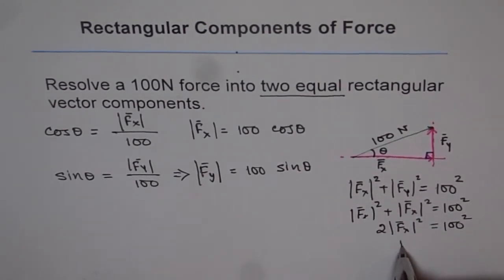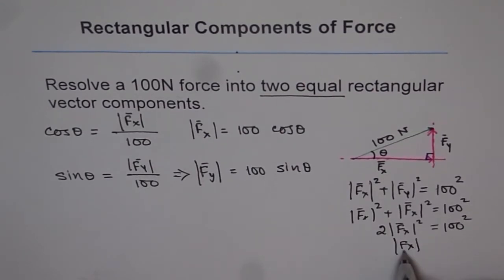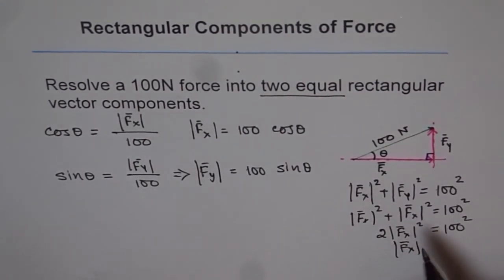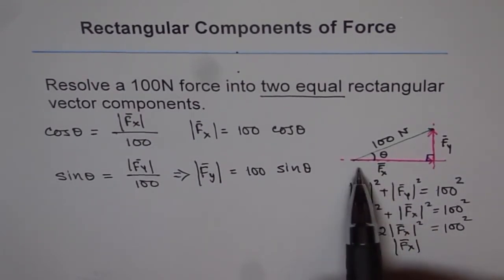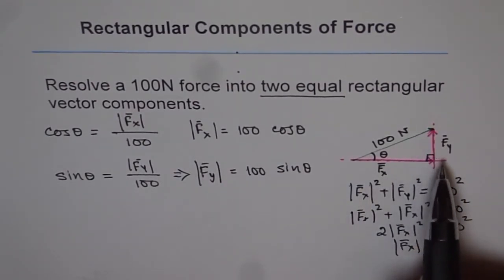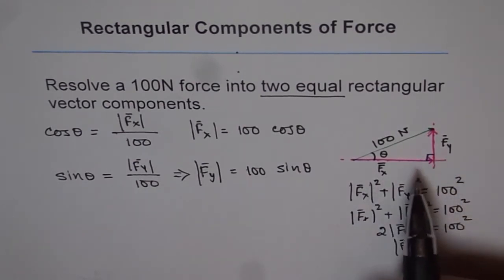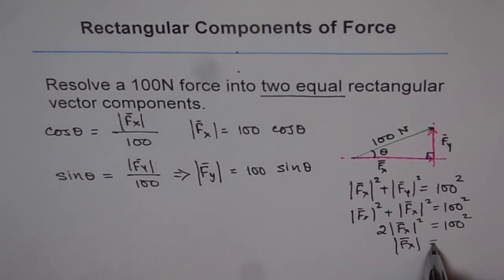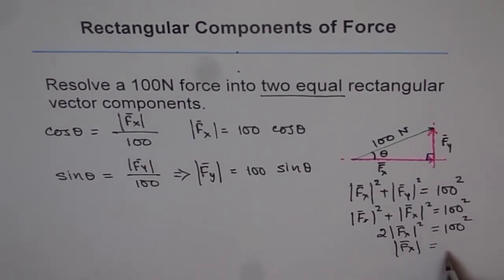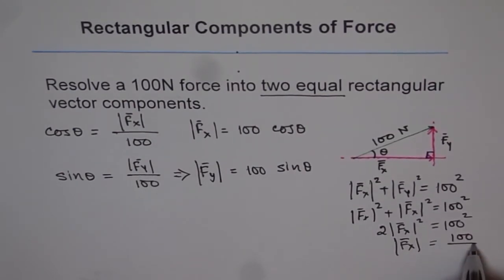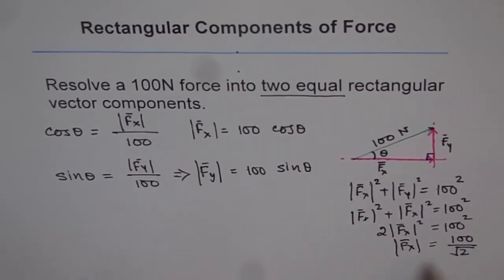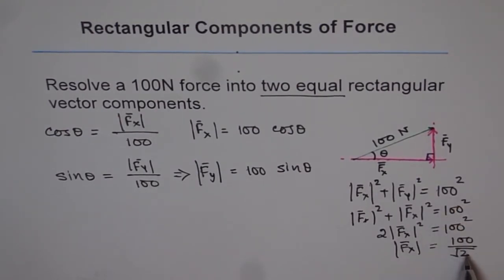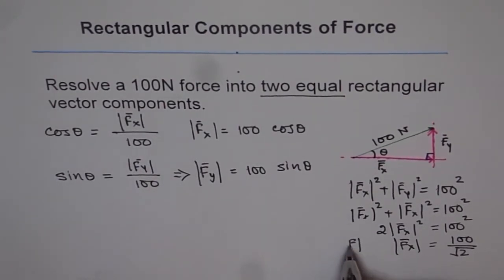And now what is Fx from here? This is the horizontal component, right? It's a good nomenclature to represent Fx along the horizontal and Fy along the vertical, where x and y are subscripts, right? So they always indicate the direction. So it is helpful. So Fx is square root of 100 square divided by 2. So when you do that, you get 100 over square root 2. So the magnitude of each component in this case is 100 over square root 2, right? So that is your answer for both Fx and Fy.